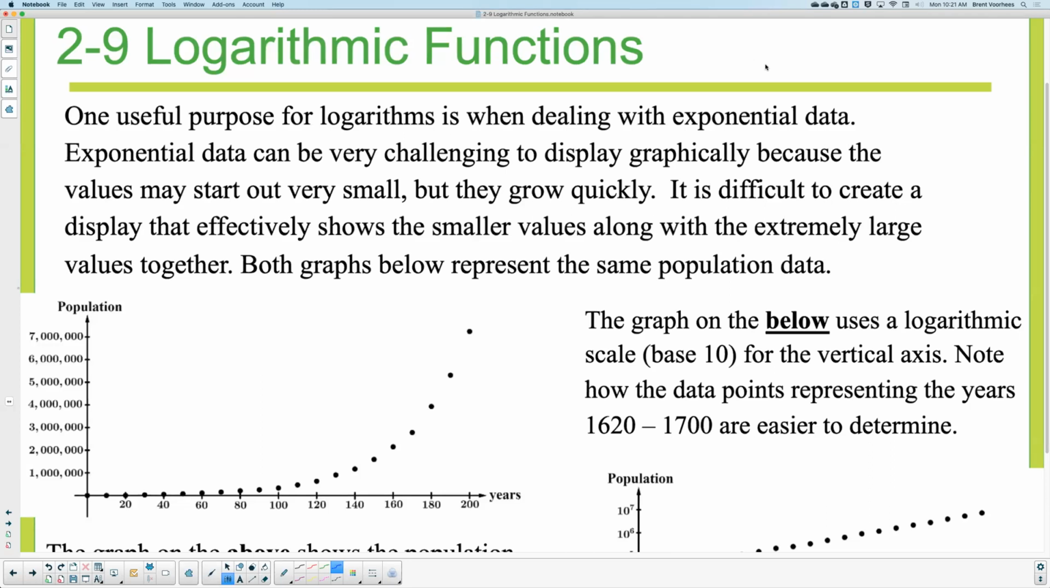One useful purpose for logarithms is when dealing with exponential data. So what's the relationship between a logarithm and an exponential function? What's the relationship between logarithmic and exponential functions? They're inverses of one another. That's their relationship. They're the inverses of one another.